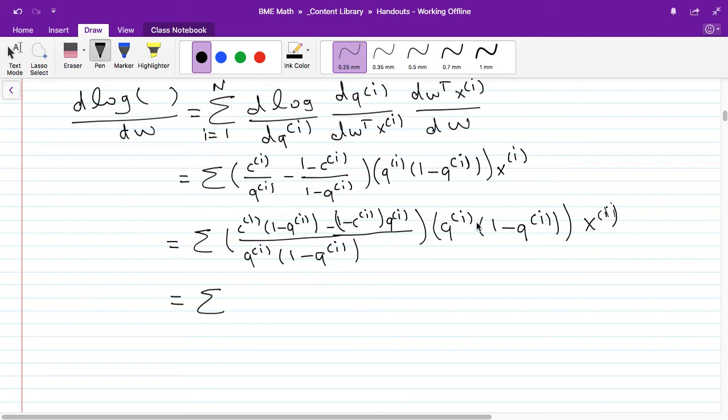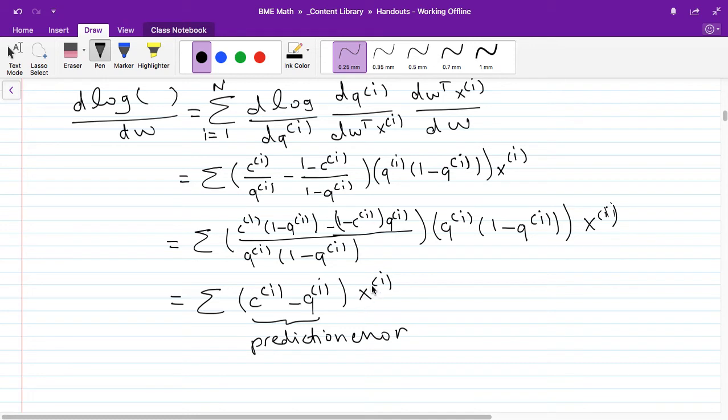Look, this cancels with this. The numerator here is just going to have ci minus qi left in it. So it's going to be something rather beautiful: the class minus my posterior probability guess of the class, times the input xi. This is your prediction error. So we have the gradient of the likelihood with respect to the vector w that we were after.